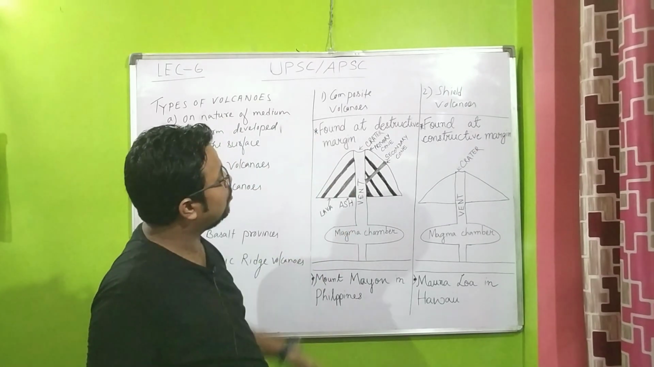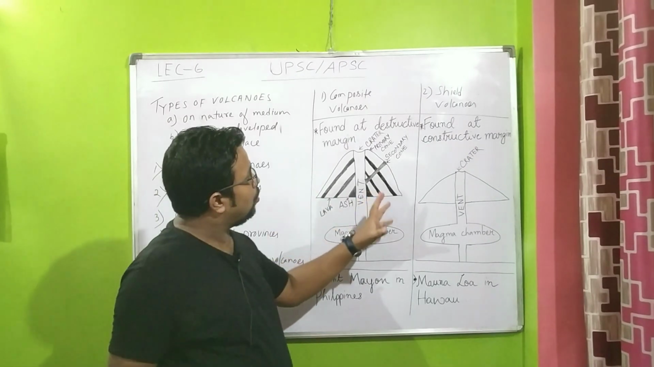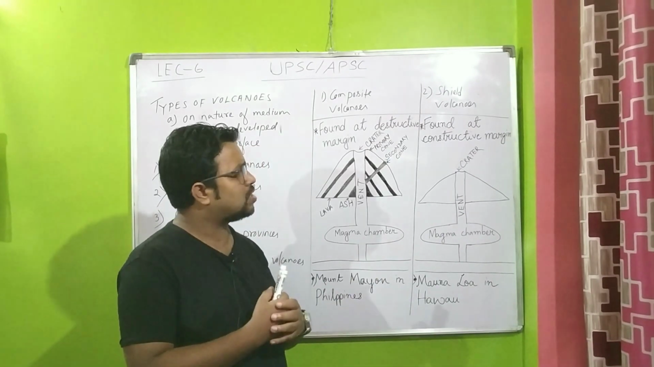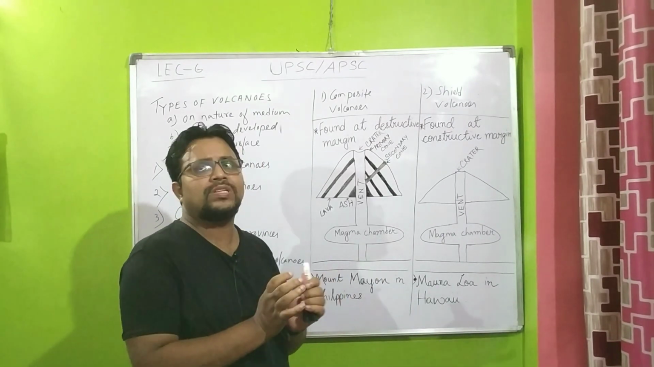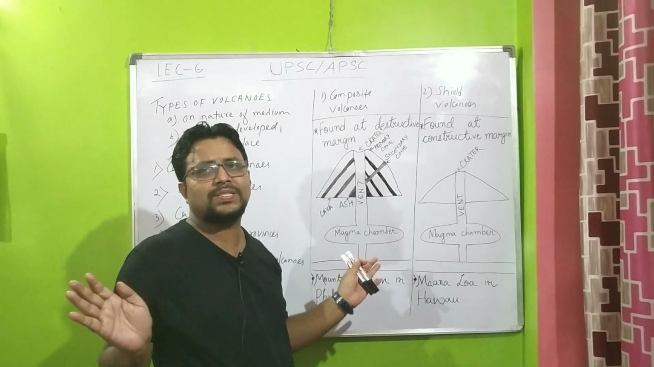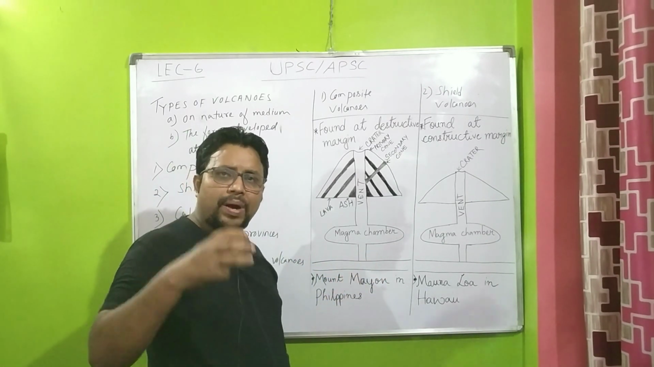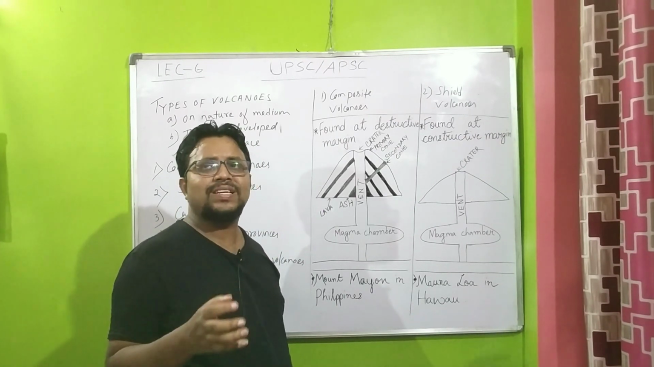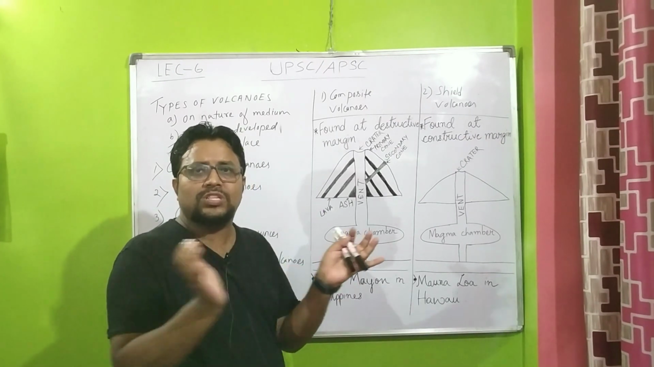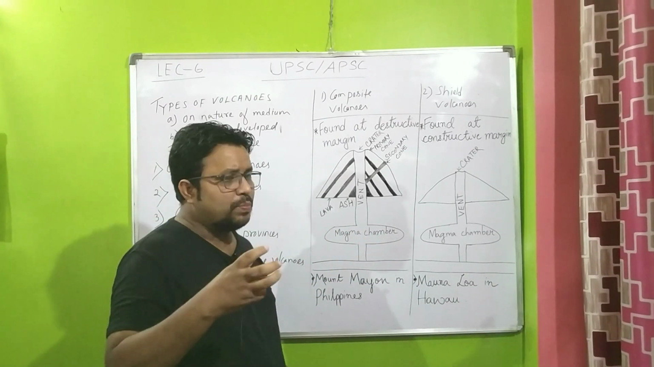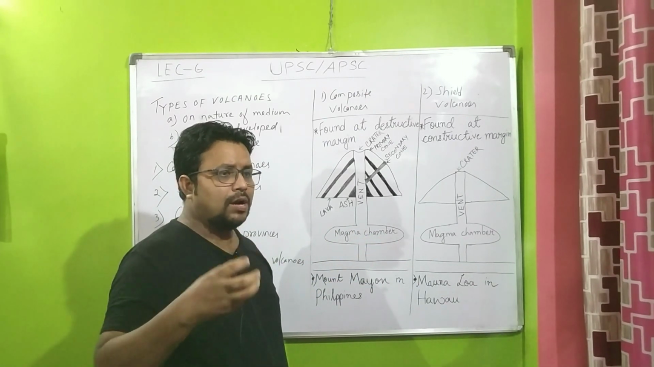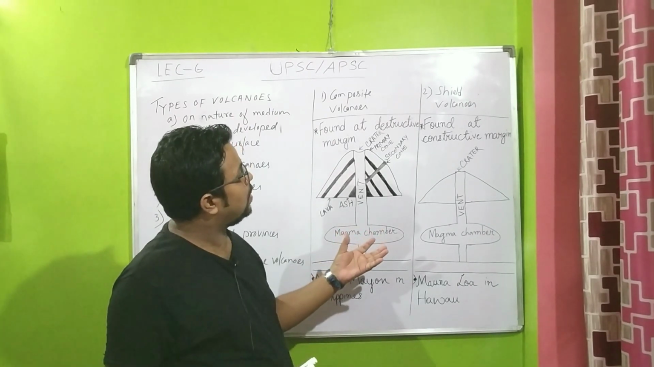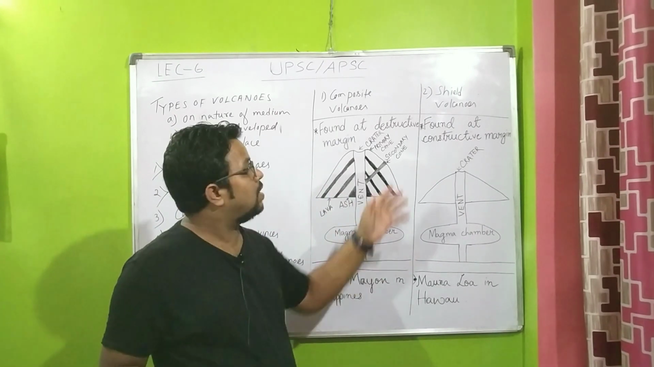Next, the seal volcano. This volcano is found at a constructive margin. Now what is a constructive margin? When two oceanic plates move away from each other, then what happens? Magma will try to fulfill the vacancy created by these two oceanic plates. So this magma is constructing the oceanic crust. That's why this margin is said to be what?